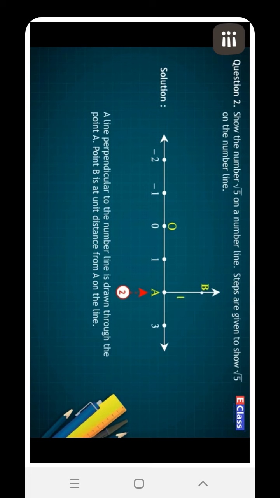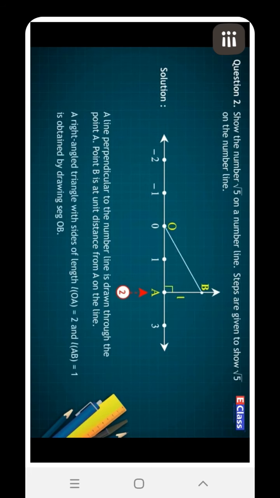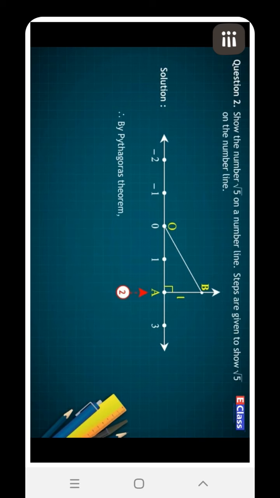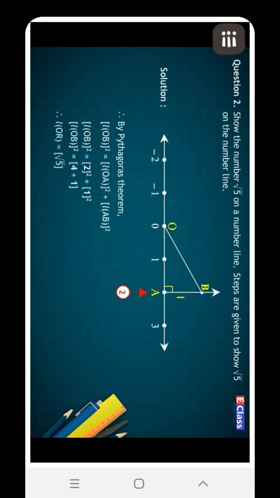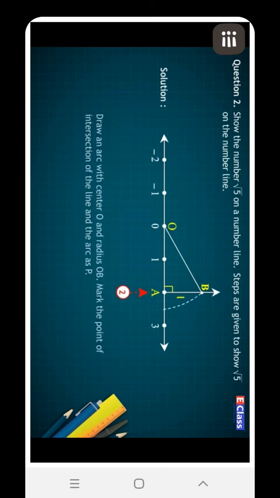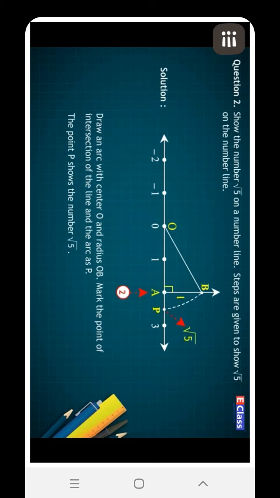Point B is at unit distance from A on the line. A right angle triangle with sides of length OA equal to 2 and length AB equal to 1 is obtained by drawing segment OB. Therefore, by Pythagoras theorem, square of length OB is equal to the square of length OA plus the square of length AB. Replacing the values and solving it, we get the length of OB as the square root of 5. Draw an arc with center O and radius OB. Mark the point of intersection of the line and the arc as P. The point P shows the number square root of 5.